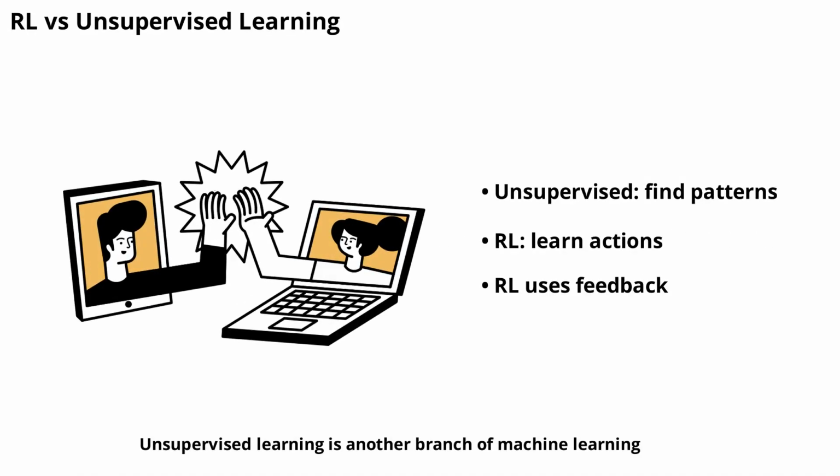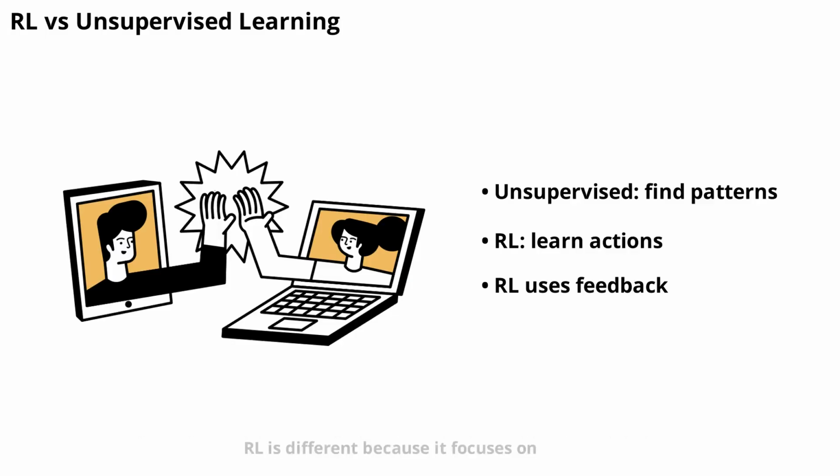Unsupervised learning is another branch of machine learning, where the model tries to find patterns in data without any labels. RL is different because it focuses on learning to make decisions that maximize rewards. While unsupervised learning is about discovering structure, RL is about learning to act. Both have their uses, but RL is uniquely suited for tasks where decision-making and feedback are central.